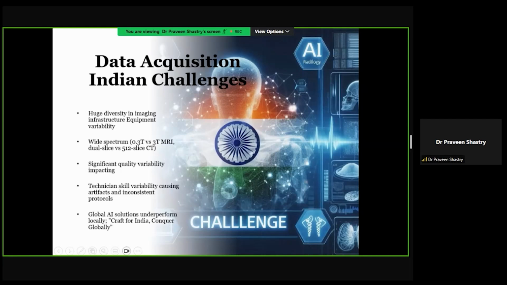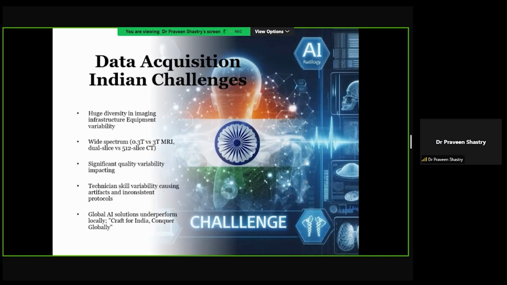And then come technicians. Not all centers deploy trained individuals. They are just not qualified, they're just trained. These are the people manning these machines. So there are n number of artifacts adding layers to the problem. And finally, when all of these are put together at scale, it makes the model very confused when it comes to data acquisition.